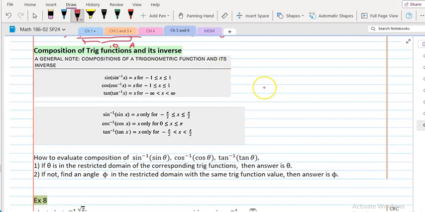Hello pre-calculus students, this video is for chapter 6.3. We are at the last video about composition of trig functions and their inverses.